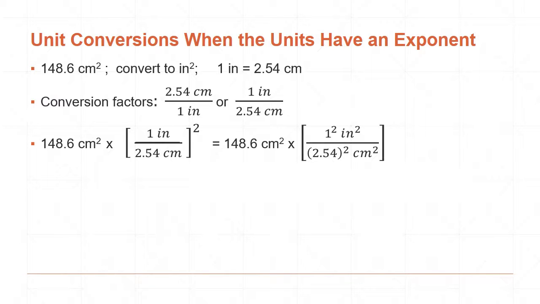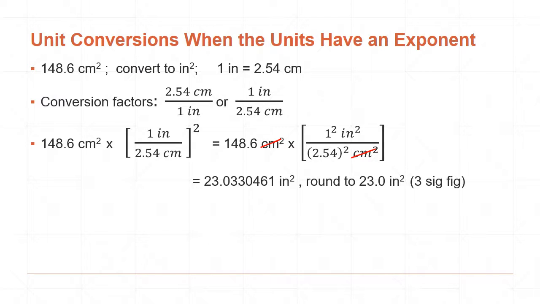Now I can see that by doing that, I have square centimeters here, which will cancel square centimeters there. My final result then is to take 148.6, multiply by 1 squared, divide by 2.54 squared, and the result that my calculator gives me is 23.0330461. That's what my calculator contributes. This I contributed because my only units left are square inches, so that goes here.